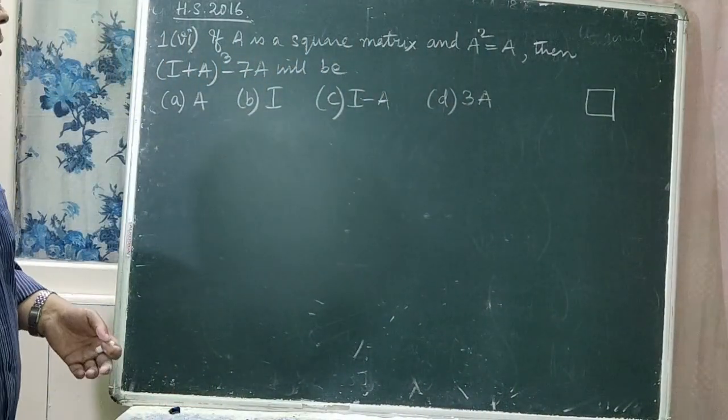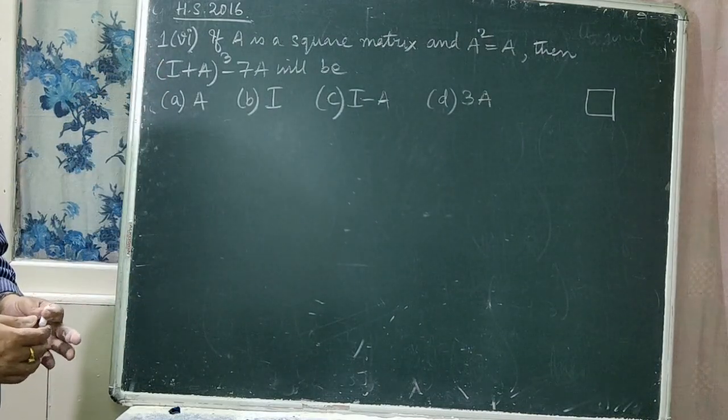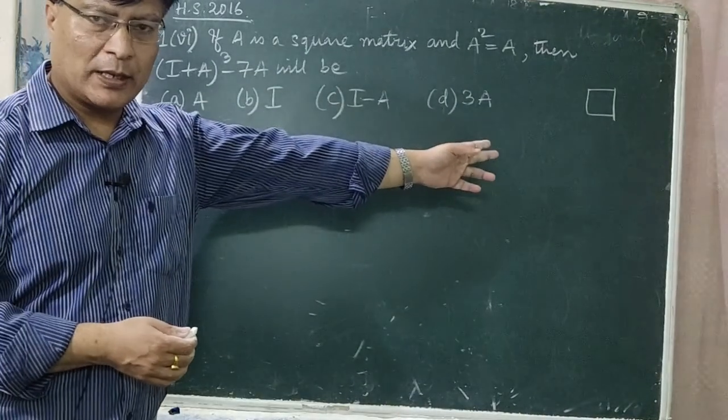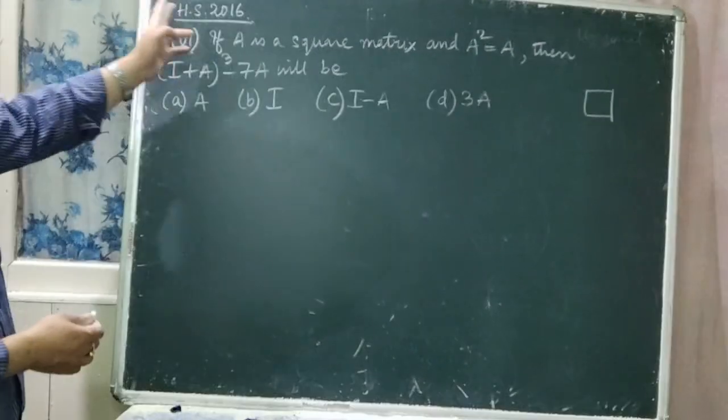Now we will do objective type of questions. That is, this question carries 1 mark only. So you have to choose the correct option, and you have to write down the correct option in that blank box. Okay, so what is the question here?